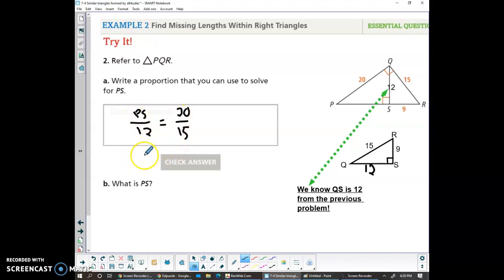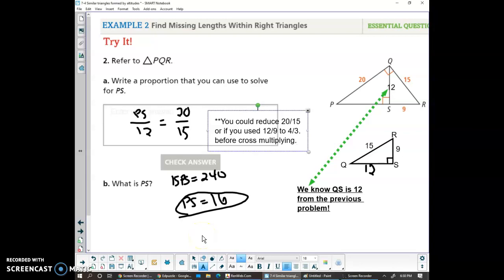Okay, so let's do cross multiplying. So we have 15 times PS, we get 15 PS, is equal to 20 times 12, which is equal to 240. And now if we divide both sides by 15, 240 divided by 15 is equal to 16. So there you go. PS is equal to 16. And that's all I'm going to do in this video.